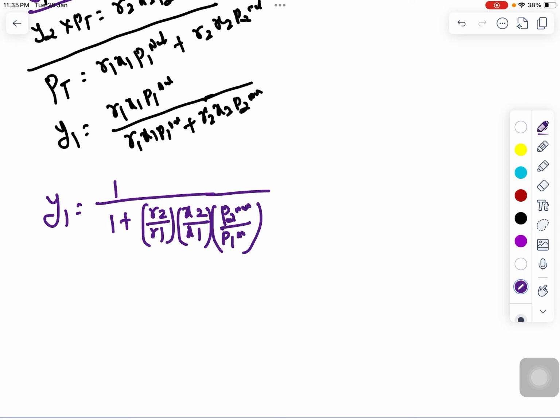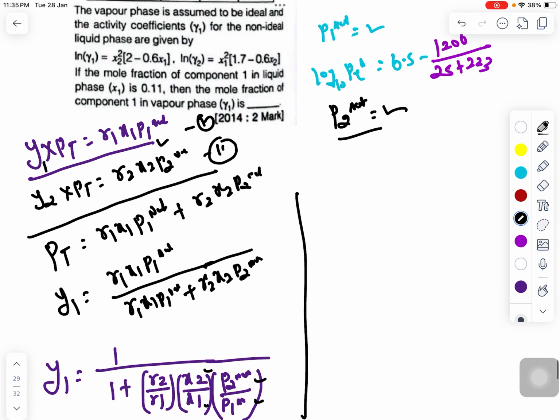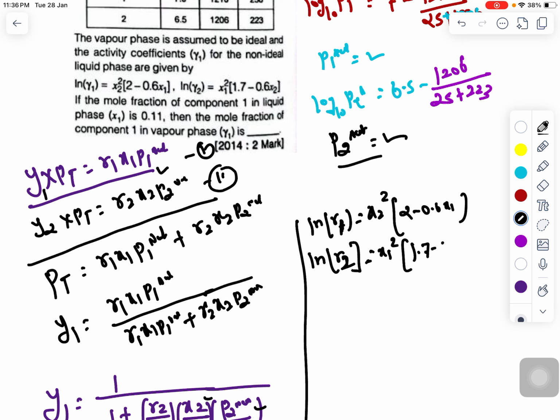It's very simple now. So p2 set, p1 set we know, x2 x1 we know. Now the question is gamma 2 and gamma 1. How can we calculate the value of gamma 2 and gamma 1? So you have been given ln gamma 2 is equal to x1 square into 2 minus 0.6 x1, and again you have been given ln gamma 1, that is equal to x2 square into 1.7 minus 0.6 x2. Let's say this one is equation first and this one is equation second.